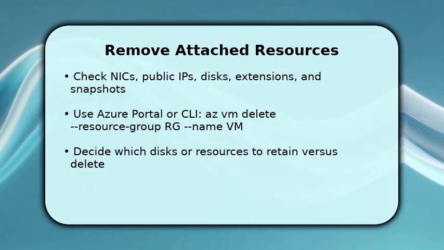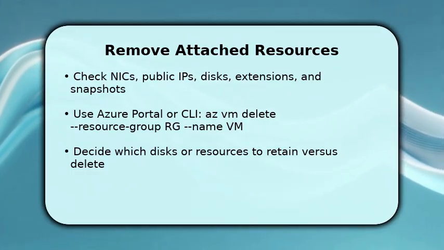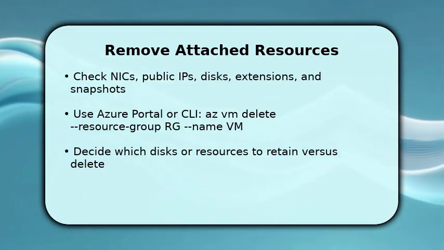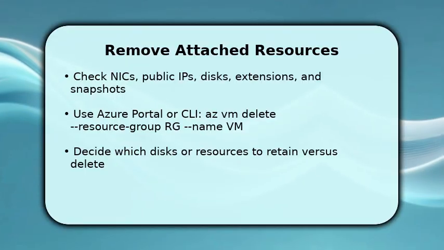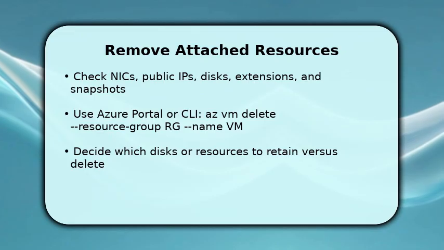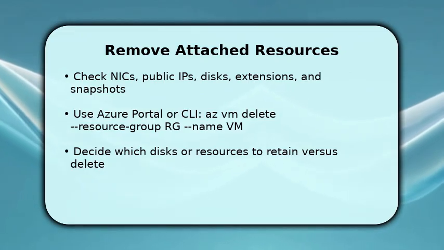If you prefer automation, run az vm delete --resource-group rgname --name VM and add --yes to skip prompts. Note this removes the VM object but not all attached resources unless you delete them explicitly. Decide which disks to keep for recovery once removed.